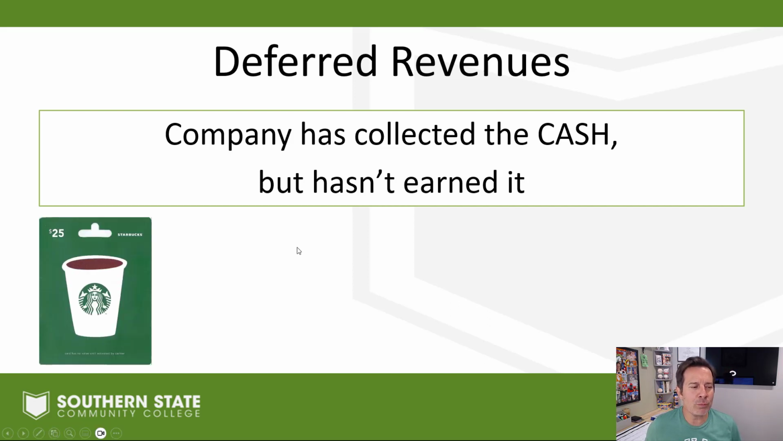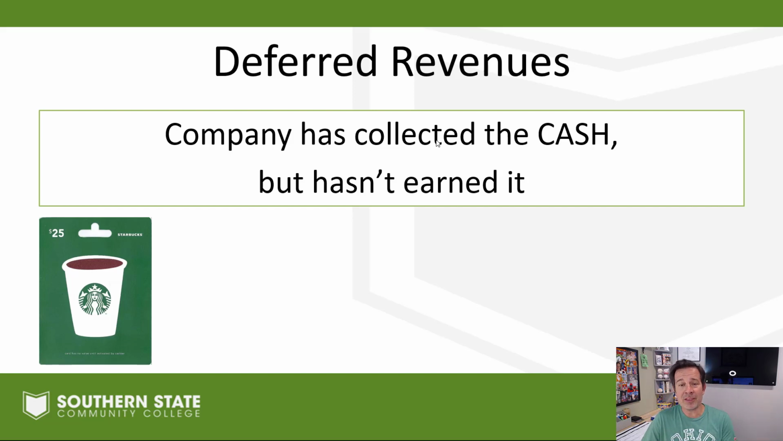You ever bought a gift card before? You go into Starbucks, you buy a gift card, you give Starbucks $25, and they give you a card that says, hey, come back later and we'll make you a coffee. Right? That's an example of a deferred revenue. You've given a company money, but they haven't really given you anything yet.